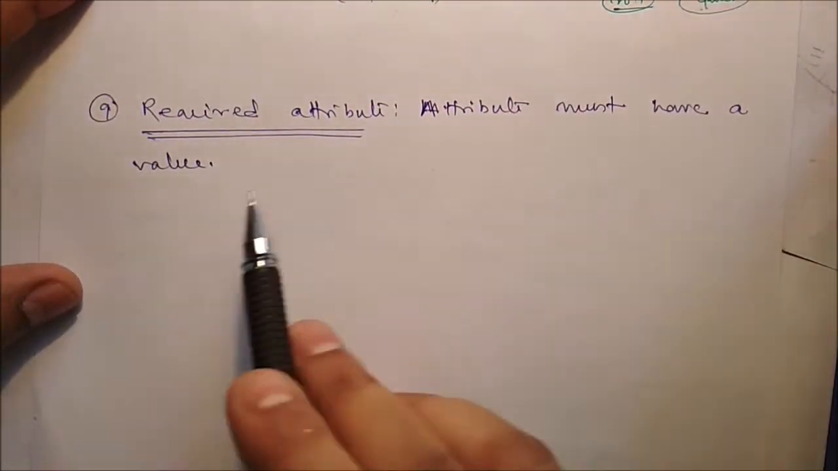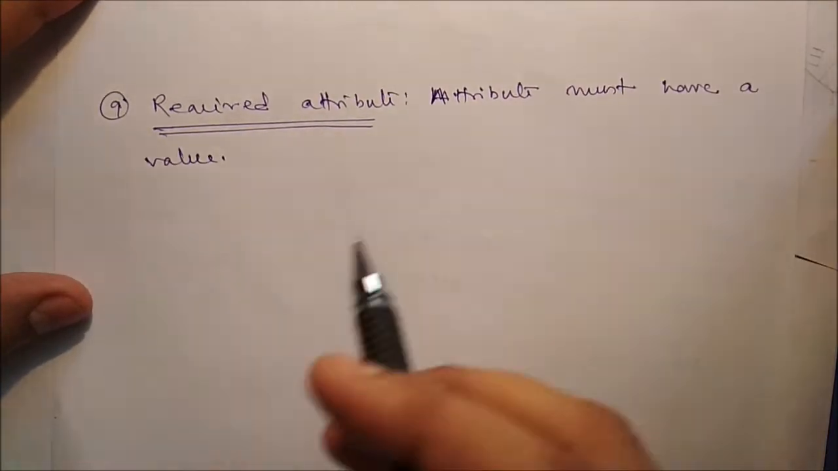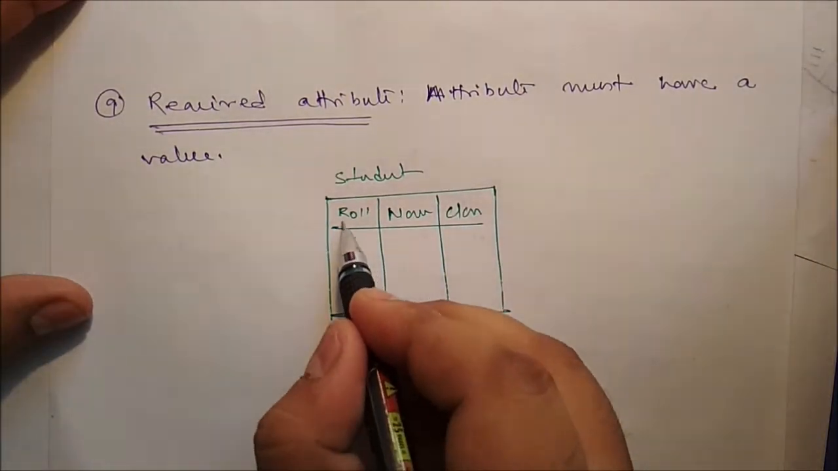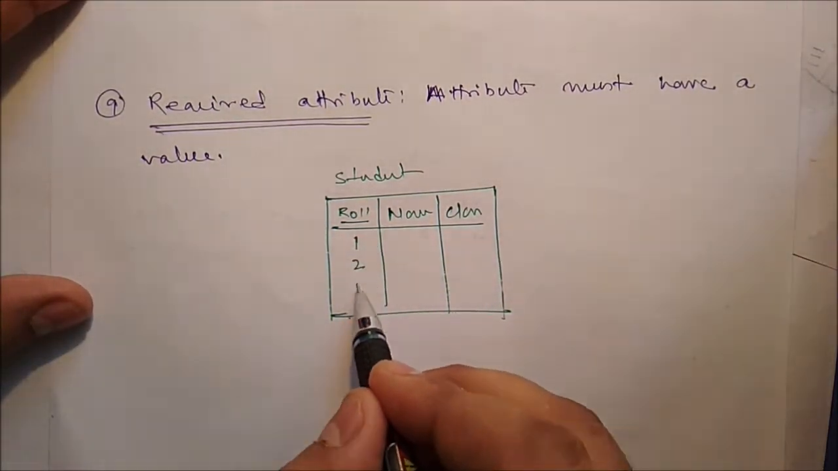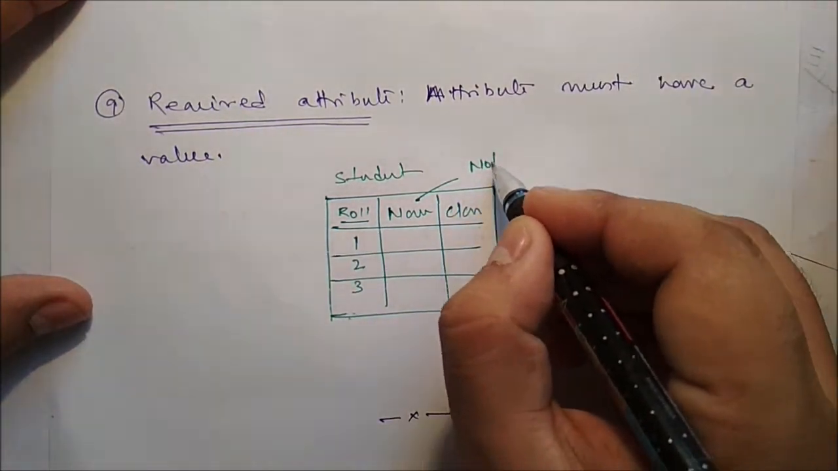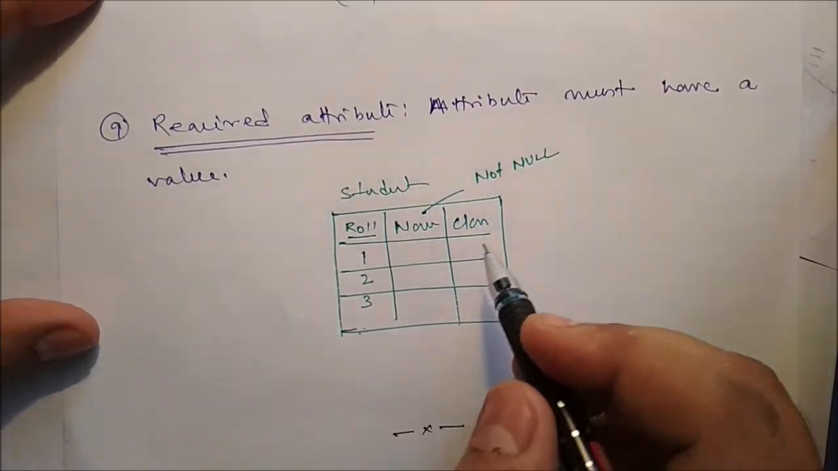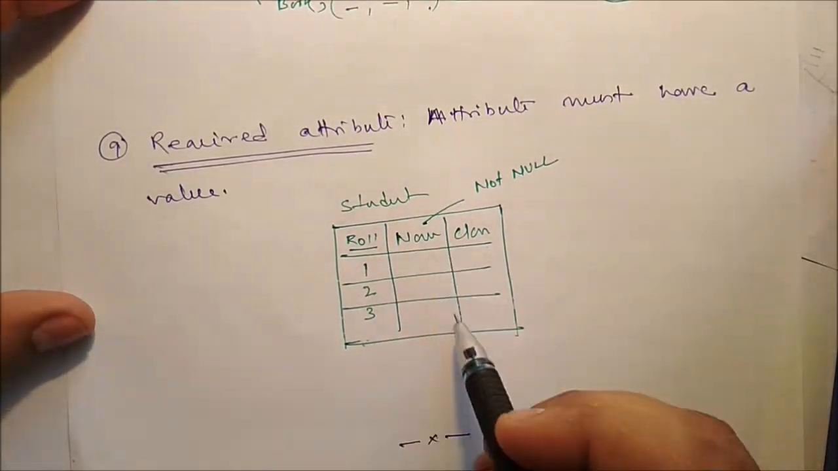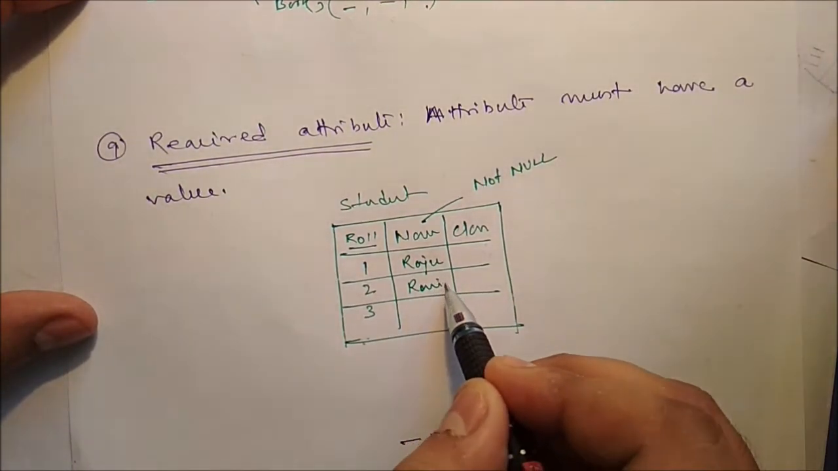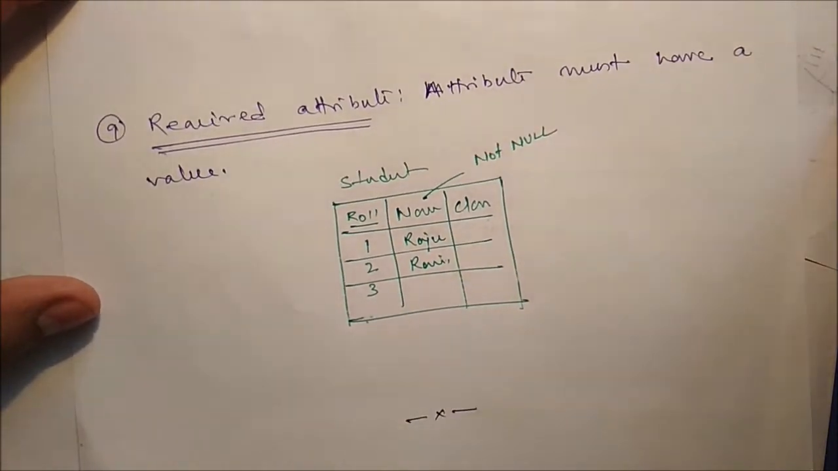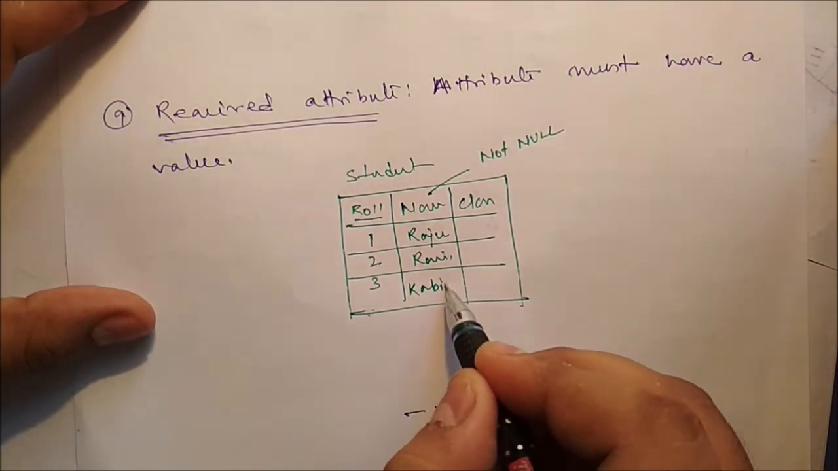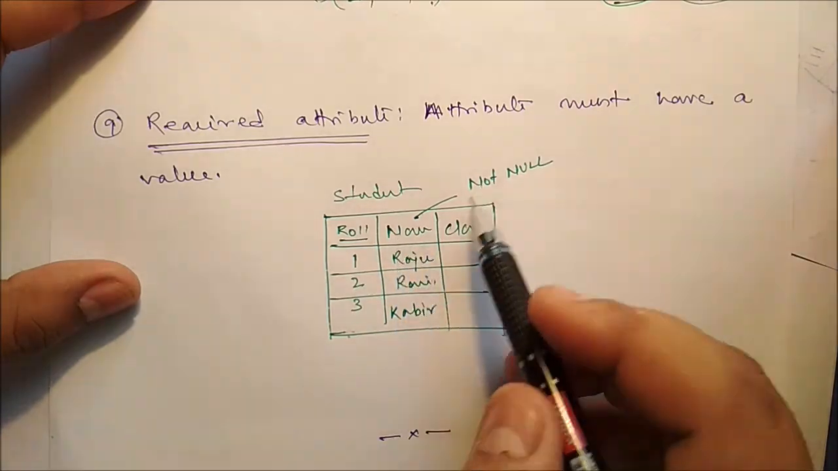Finally, we'll talk about the required attribute. An attribute must have a value. Say the student table is there, and it has a primary key, or primary attribute, through which we can identify any entity. But if you put not null, it means we have to enter a value anyhow, say Raju, Rani. If a student is there, there must be some name, say Kabir, so we cannot leave it blank. So we have to assign it as not null.